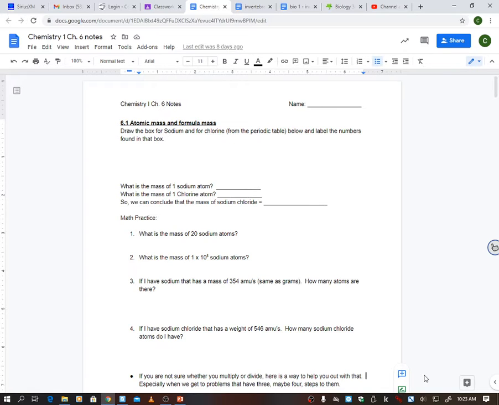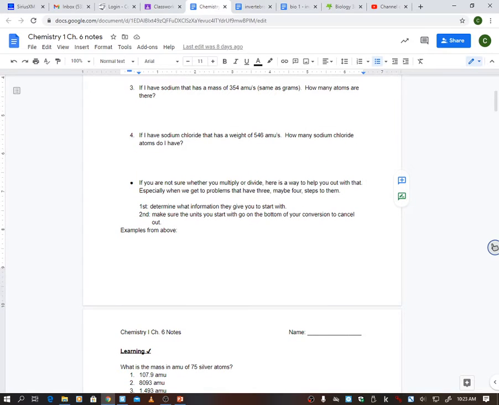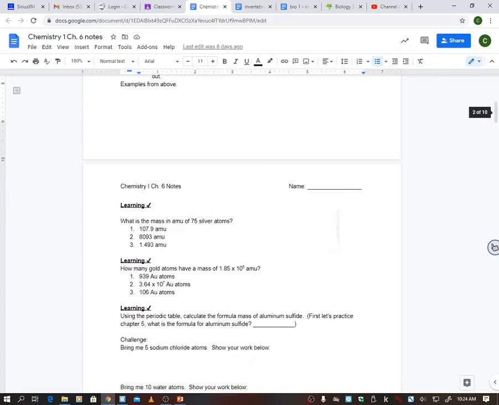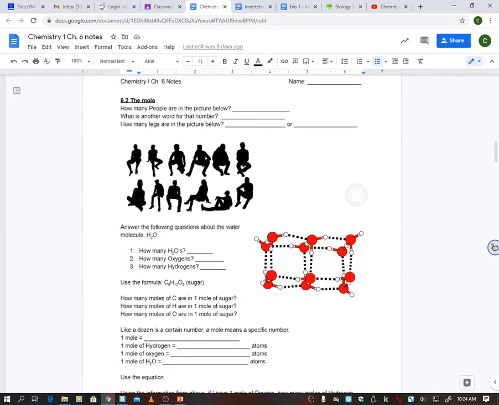All right, so we learned in 6.1 how to go back and forth between atomic mass and atoms. So basically, how many atoms do you have, and then how much does that weigh? And we learned right here is especially important information. First, determine what information they give you to start with. Second, make sure the units you start with go on bottom of your conversion so that they cancel out. And what you're looking for will go on top. So that's super important. We'll be using that again today because we're going to look at the mole.